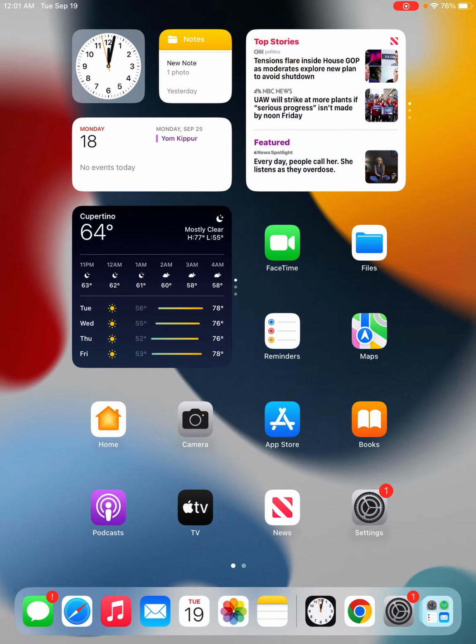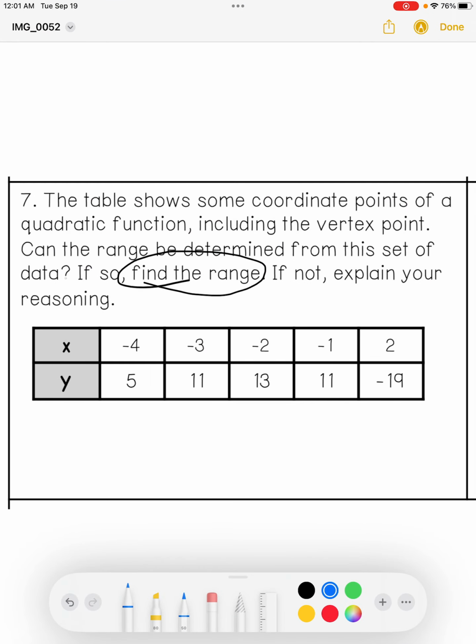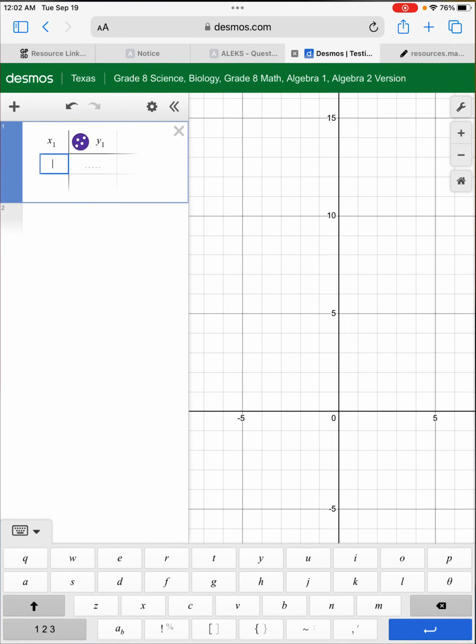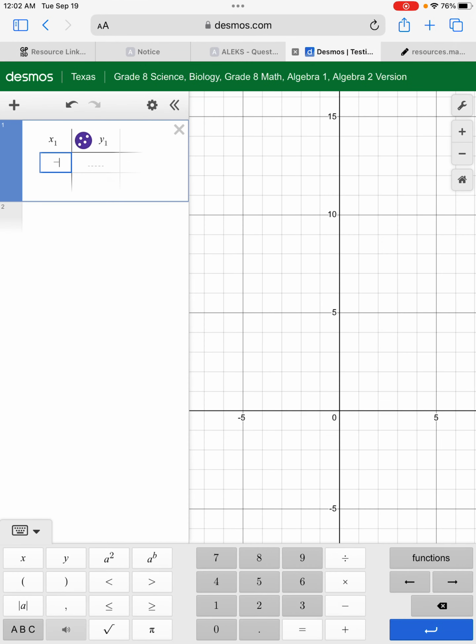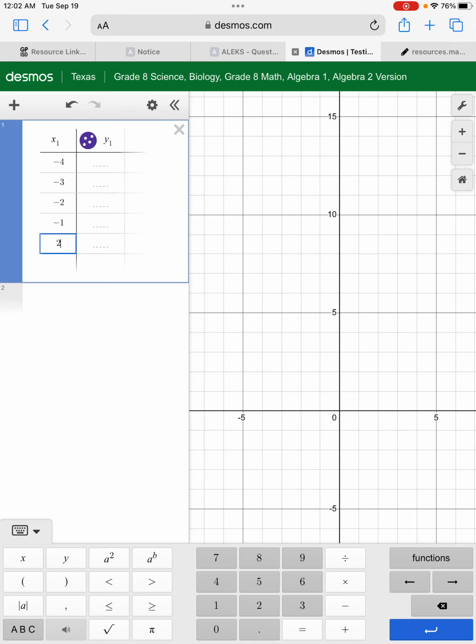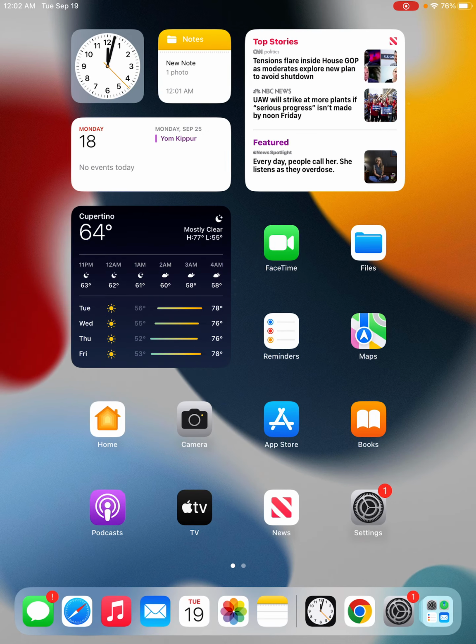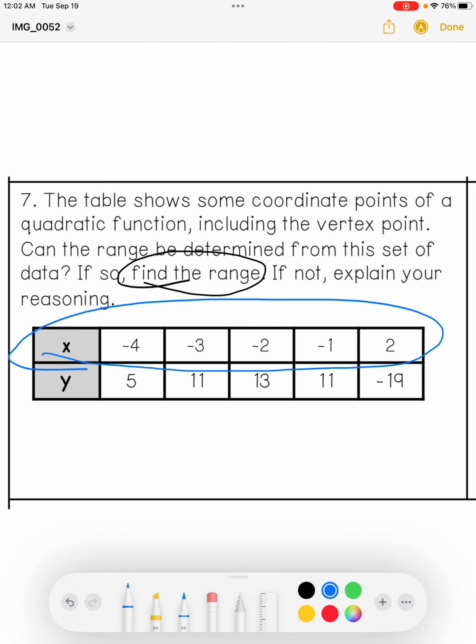So let's go through and see what our x values were. Our x values were -4, -3, -2, -1, and 2. So let's just type all those in. -4, -3, -2, -1, I believe it was 2 is what they gave us. Let's see. Yeah.